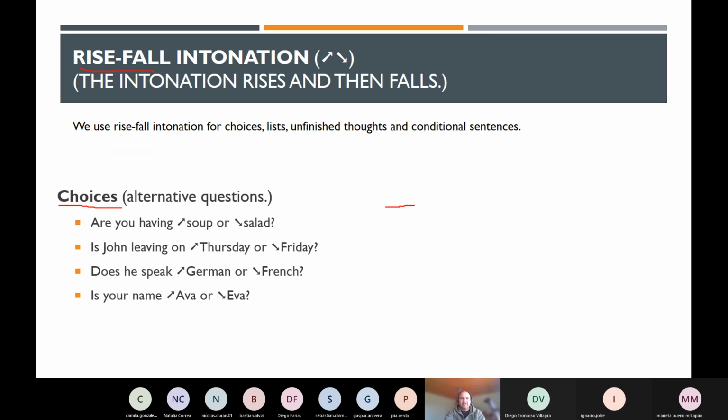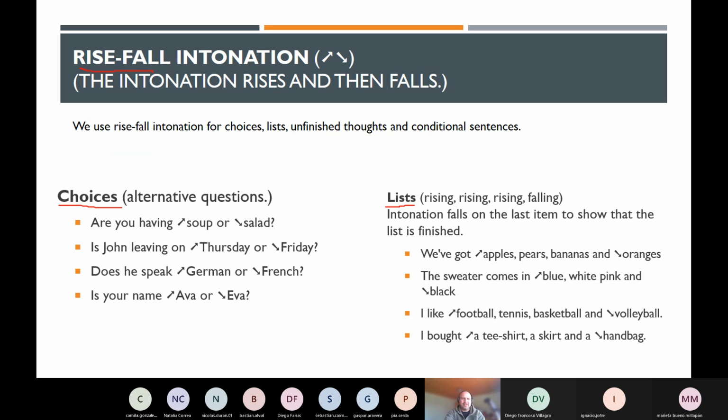And rise and fall intonation when you're offering choices, is this one or the other, is it number 1 or number 2. And when you're listing elements, all of the elements have a rising intonation except the last one, which has a falling one. Okay, so that's sort of a summary for today's lesson. I hope it was clear for you. And if not, let me know if you have any comment or questions now, or you can send them through an email.